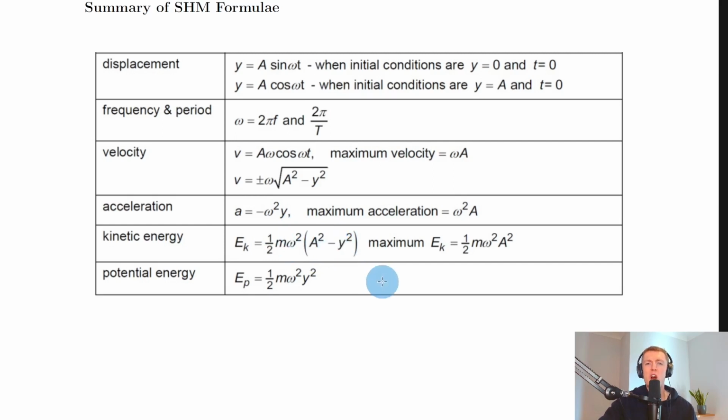Remember you just start with Ek equals a half m v squared and you sub in the expression here for velocity. We also have maximum kinetic energy when y equals 0 at the equilibrium position, so Ek equals a half m omega squared times a squared, and that's just this one that's simplified slightly. And lastly, we have an expression for potential energy, which you can derive using conservation of energy, but you don't need to be able to derive it for the exam. So we have Ep equals a half m omega squared times y squared, which is a wee bit simpler than the general kinetic energy equation.